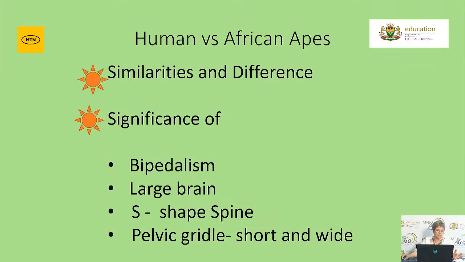Also the teeth. No more large canines. They are not large anymore, and they are no longer used for killing prey or predation and predators. They are using them now for soft food, so they don't need large and sharp canines anymore.